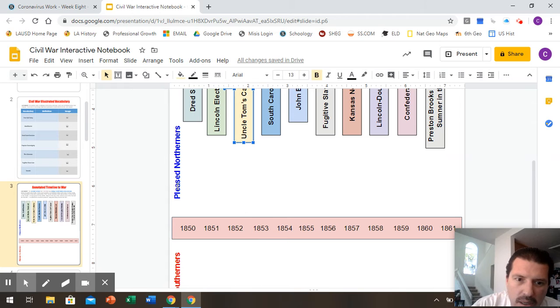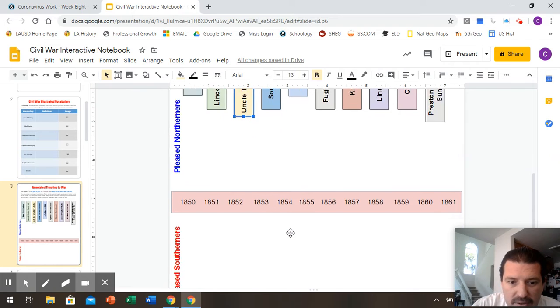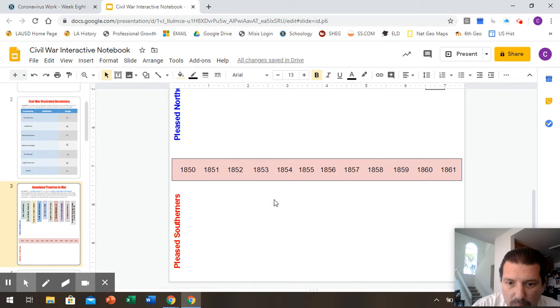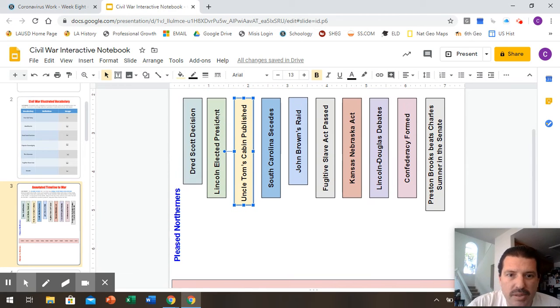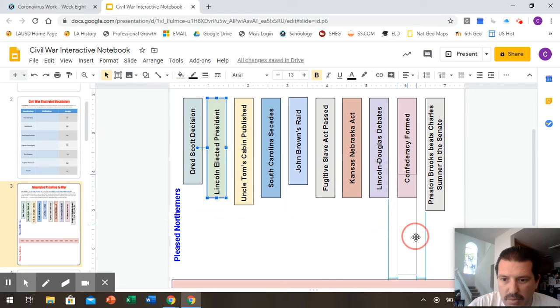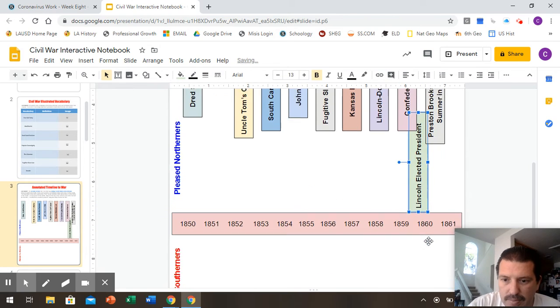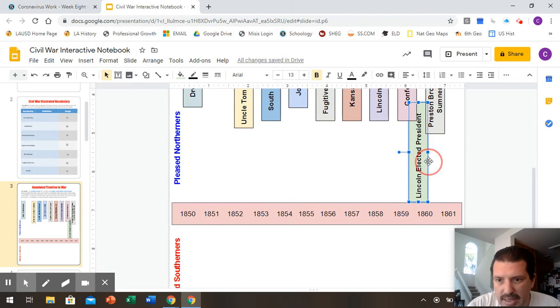Now, if this is something that pleased Northerners, people in the North, the northern states, then you're going to put it up here above the different years. If it's something that pleased Southerners, you're going to put it below. So, for example, Lincoln was elected president. I'm going to move it down here to 1860. Okay.